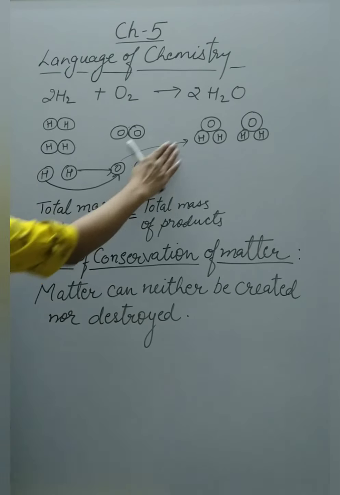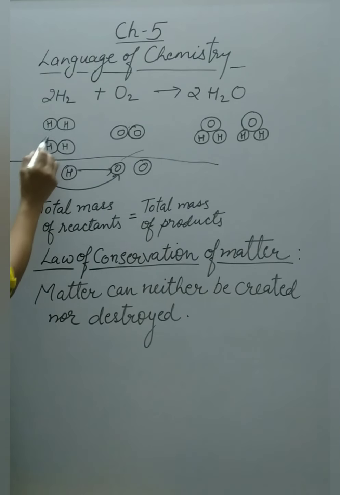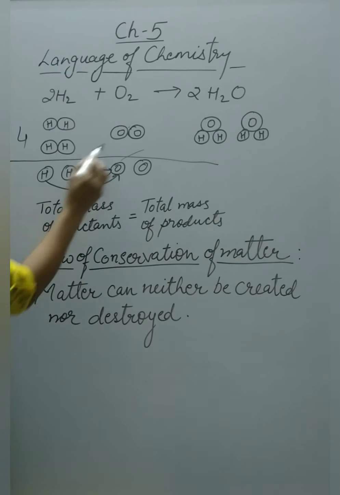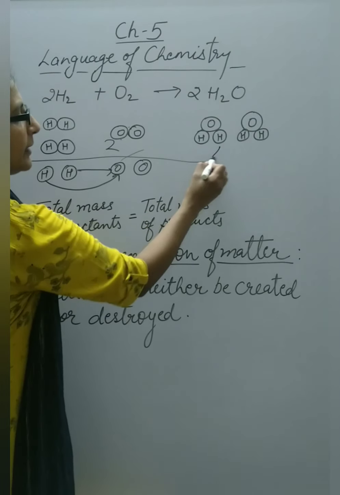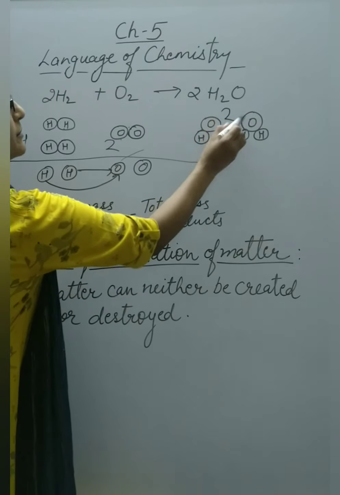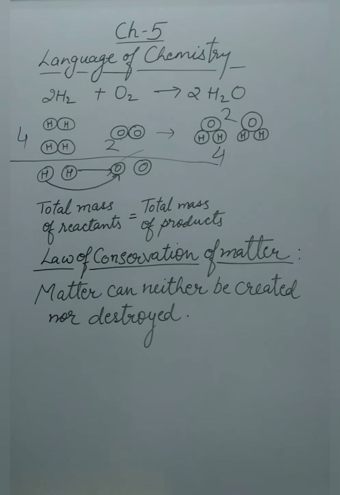Now let us have a look at this reaction. Here the number of hydrogen atoms is 4 and the number of oxygen atoms is 2. On this side, the total number of hydrogen atoms is 4 and the total number of oxygen atoms is 2. That means we can see that during the formation of water by the combination of hydrogen and oxygen, the total number of atoms of each type is not changing. Only the atoms are rearranging themselves by breaking old bonds and forming new bonds.